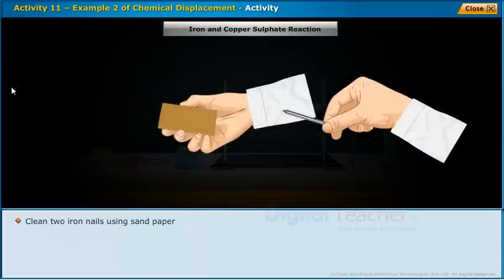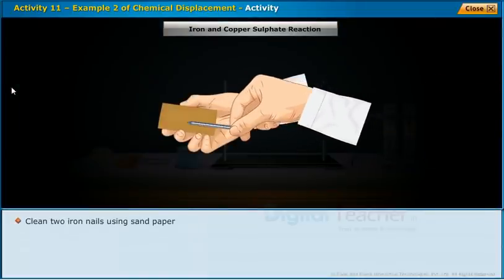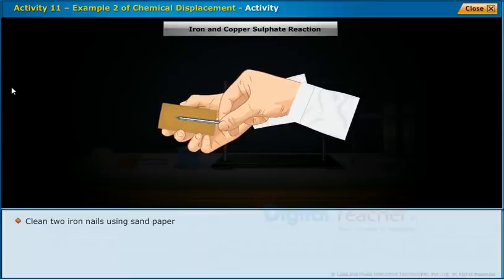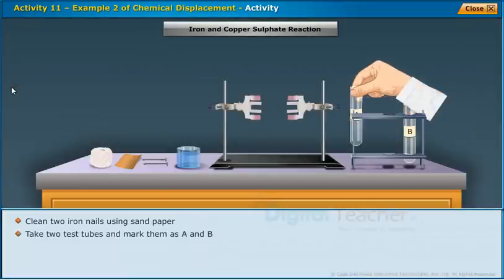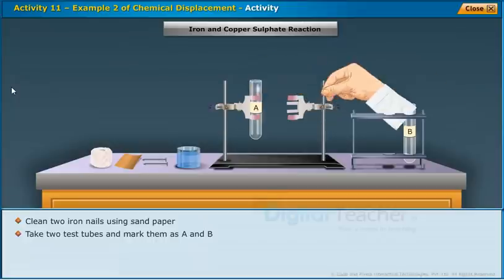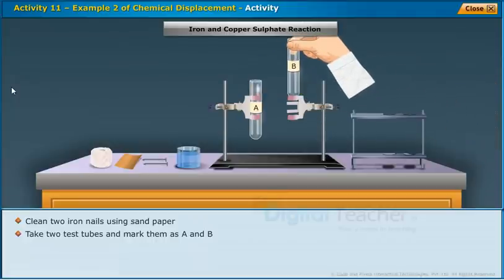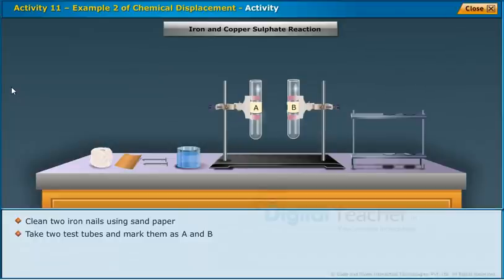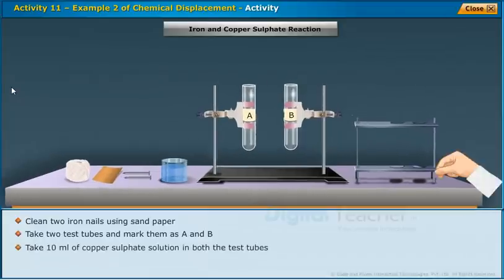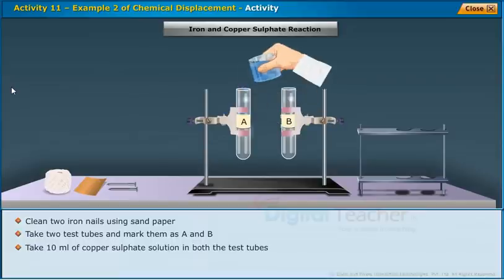Clean 2 iron nails using sandpaper. Take 2 test tubes and mark them as A and B. Take 10 ml of copper sulfate solution in both the test tubes.